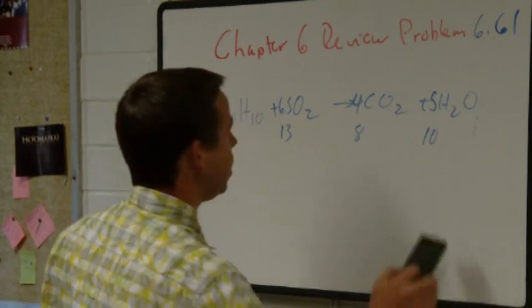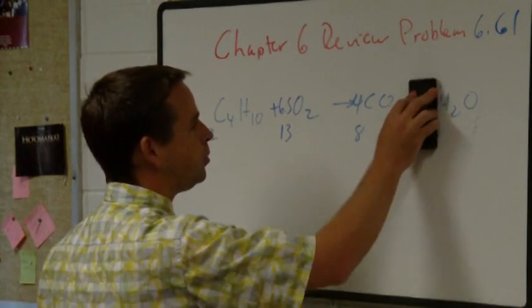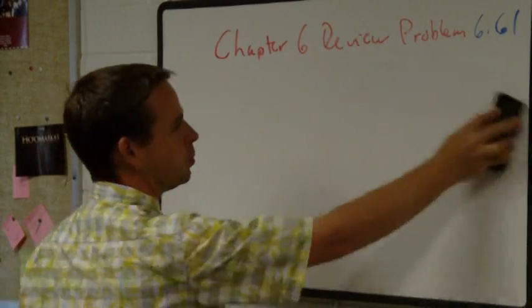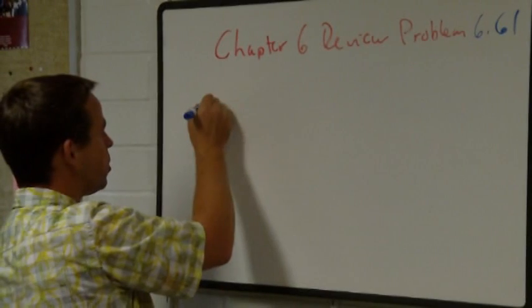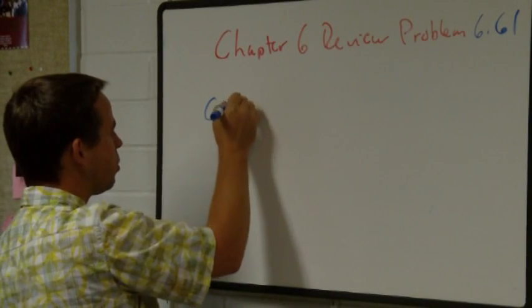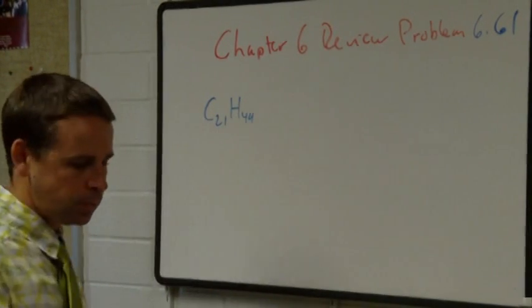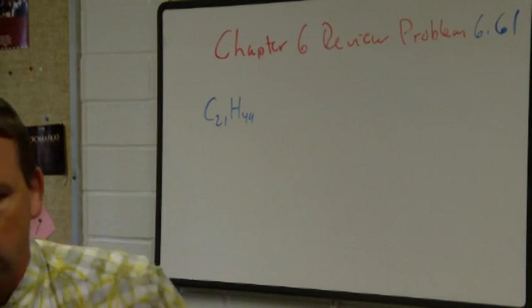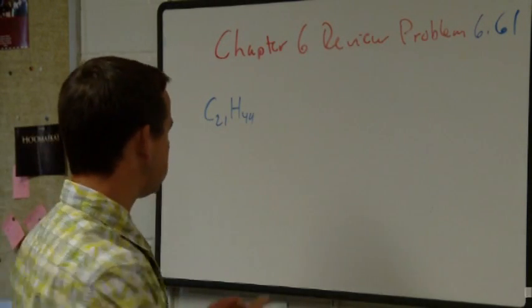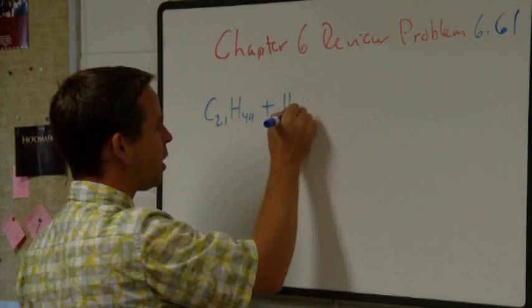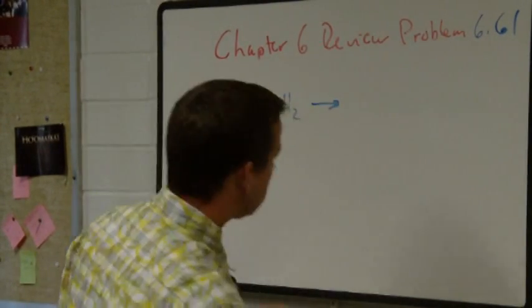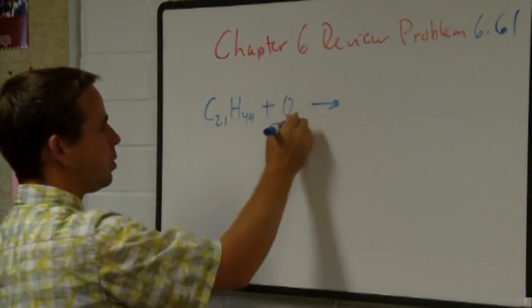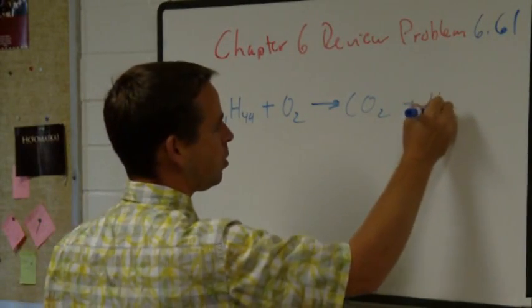All right. And the last one. C21H44. All right. So combine that with oxygen gas, we're going to get carbon dioxide and water.